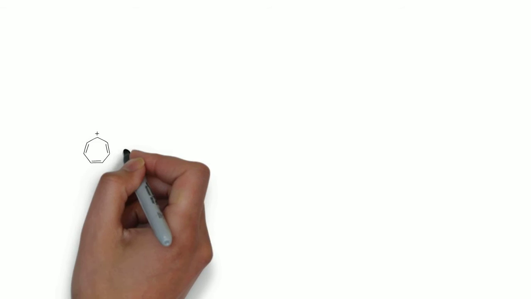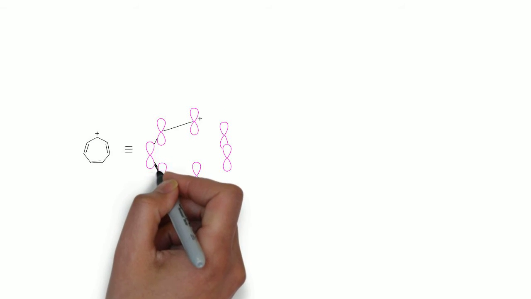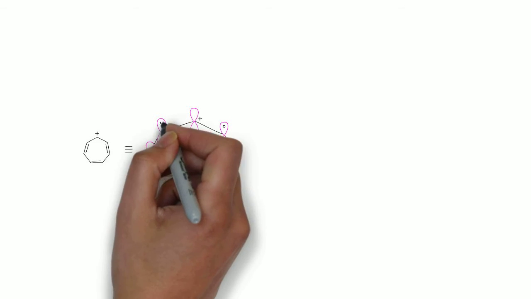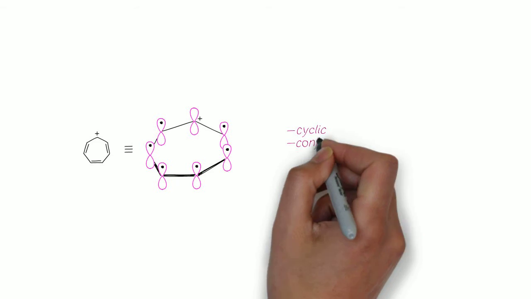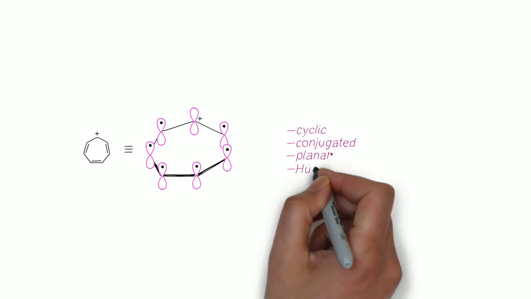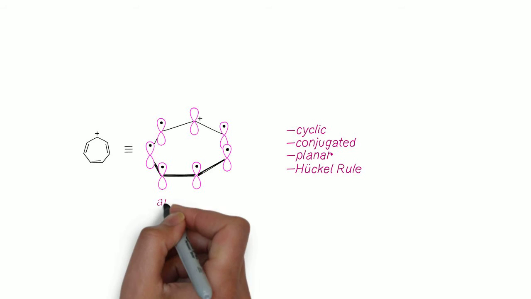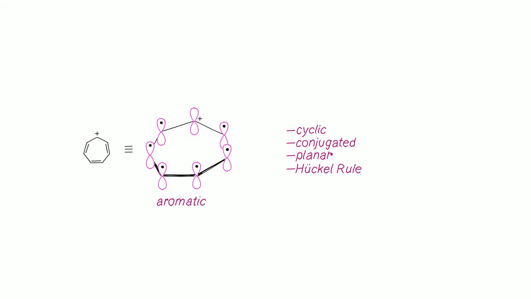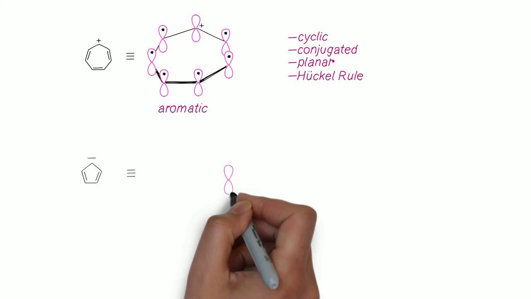So for the cycloheptatrienyl carbocation, it has 7 molecular orbitals. Is it planar? Yes. And is it conjugated? Yes. And how many electrons does it have? 6. And that is what we call a Huckel number. Huckel is a 4n plus 2 pi electron system. And that 4n plus 2 really comes from the molecular orbital diagram.